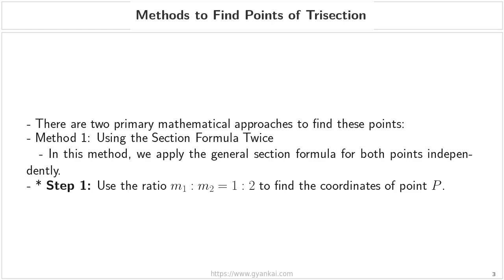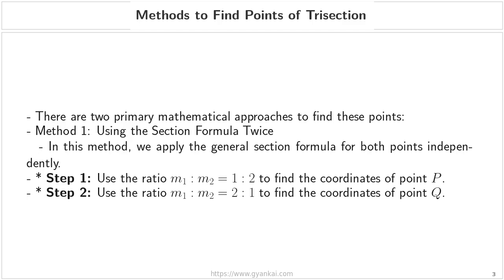In step 1, you will use the ratio m1 to m2, which is 1:2, to find the coordinates of our first point, P. Then in step 2, you will repeat the process, but this time you'll use the ratio m1 to m2, which is 2:1, to find the coordinates of our second point, Q. It's a straightforward way to work, and we'll see it in action in just a moment. But keep in mind that there is actually an even faster alternative method, which we will discuss on the next slide.